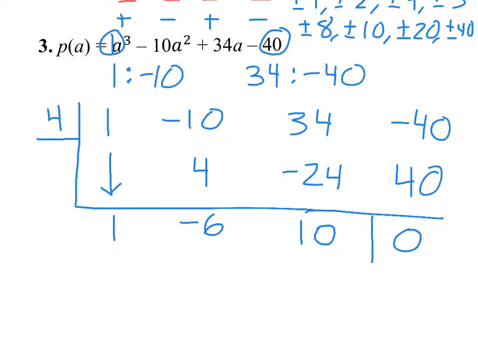And so now we look at the depressed polynomial. The depressed polynomial is a squared minus 6a plus 10. That does not look factorable. 1 and 10 cannot make 6. 2 and 5 cannot make 6. So let's try completing the square.